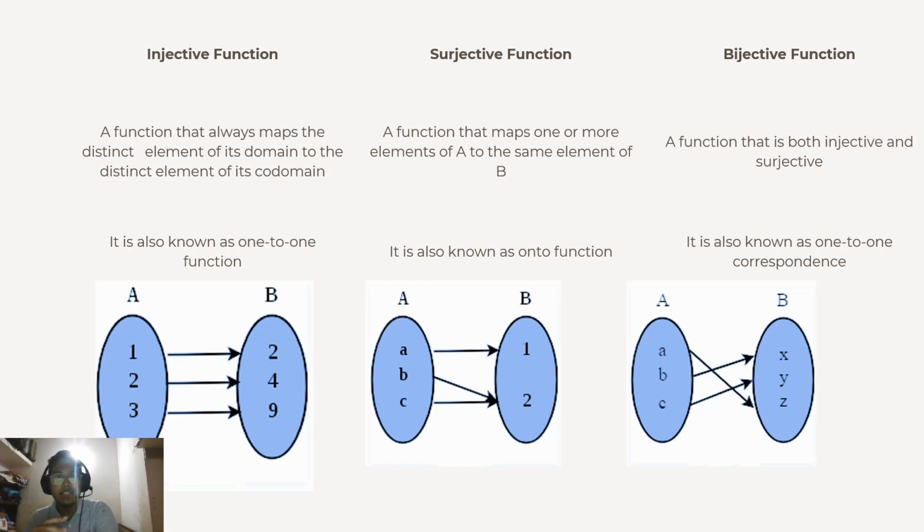So if we see a little bit more of the variations, like the difference between each, we can say injective always maps distinct elements of its domain to distinct elements of its codomain. It is also known as a one-to-one function. Surjective maps more than one element of A to the same element of B, and it is also known as an onto function. And bijective is both injective and surjective, which is known as one-to-one correspondence.